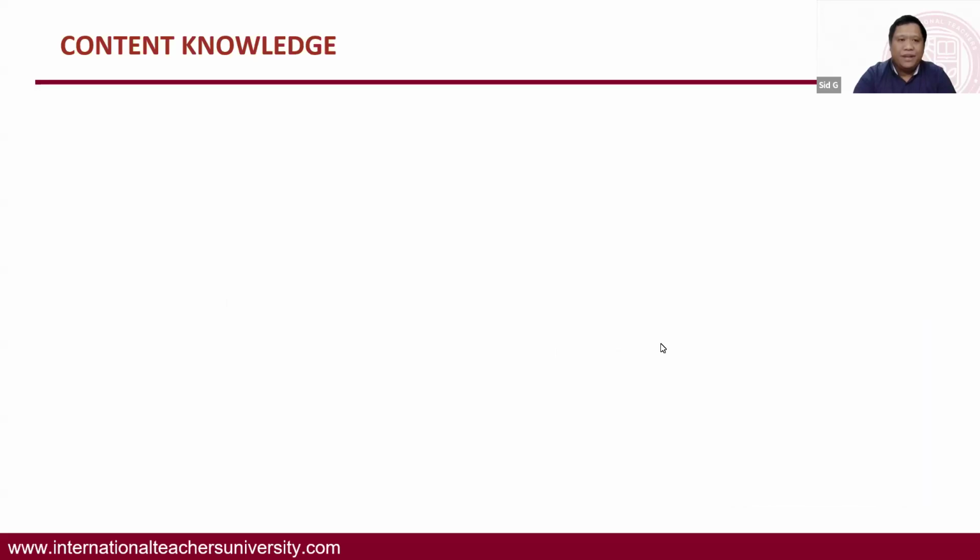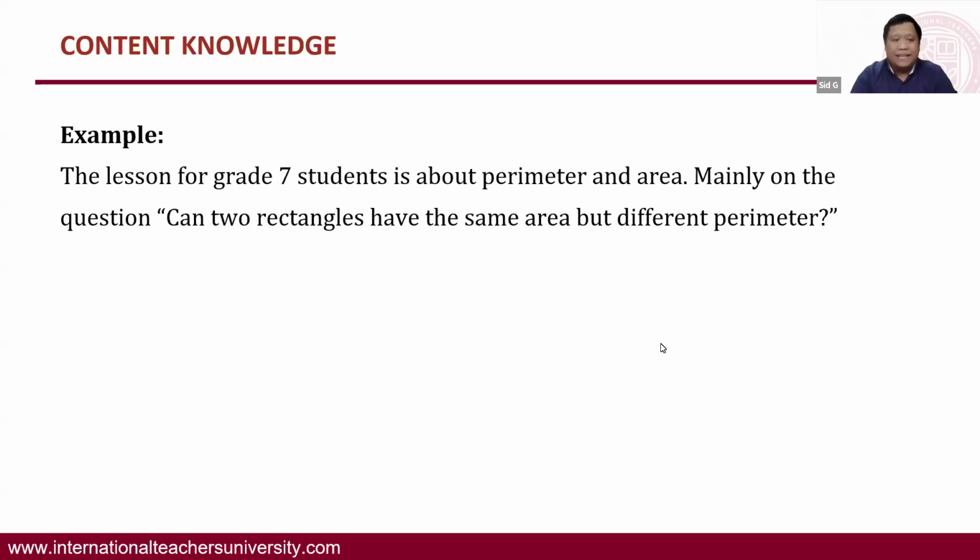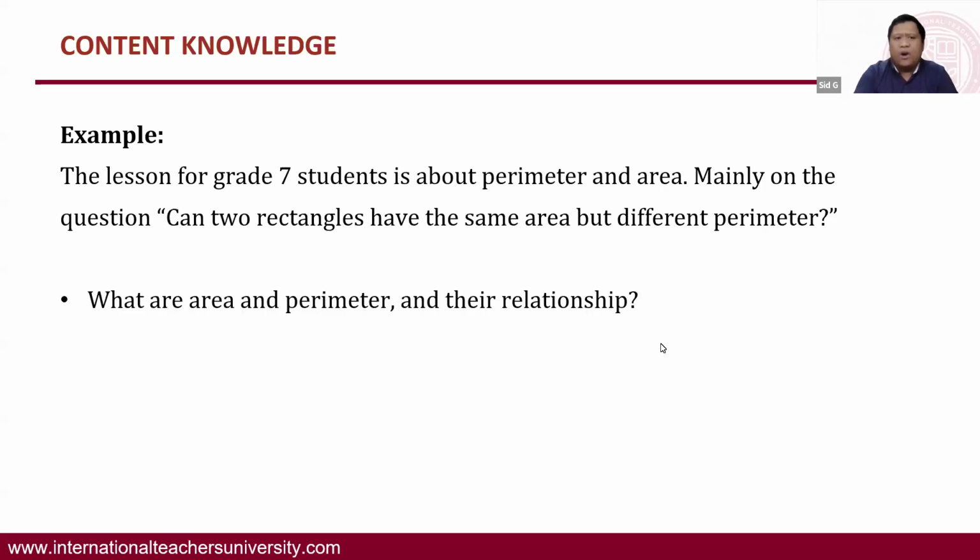And lastly, we will have an example on that one. Okay, this example we'll be using for the entire TPK. In grade 7 we have a topic on area and perimeter, mainly on the question: can two rectangles have the same area but different perimeter? Oh, that's kind of tricky. Is it really possible? Okay, for content knowledge, it's what is the area, what is perimeter, what are their relationships.